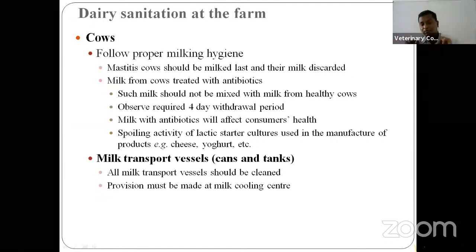And one more thing. Even though I have stopped the drug, say, for example, it is a 3 day or 5 day antibiotic treatment, and my treatment is over today evening. From tomorrow morning onwards, can I supply the milk to the society, because the animal is all right and the mastitis has subsided because of the antibiotic treatment? I am a farmer. The answer is no. Why no?